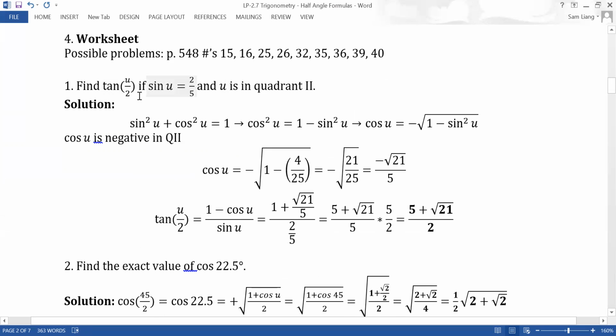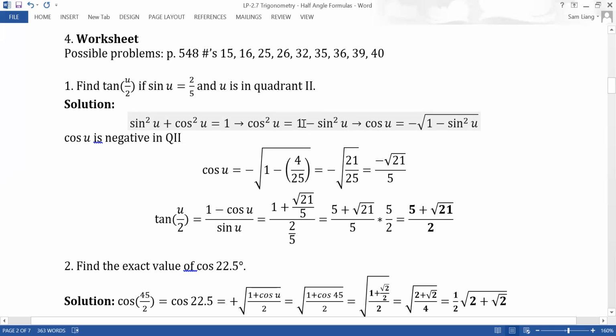Okay. So I'm going to jump down here. So tan u over 2. The half angle formula for tangent always involves both sine and cosine, so we need to solve for cosine. We already have sine, so we're going to use that to find cosine. We're going to do that by using the Pythagorean identity, sine squared plus cosine squared equals 1. That's always true. And then simplifying, we get cosine squared u equals 1 minus sine squared u.